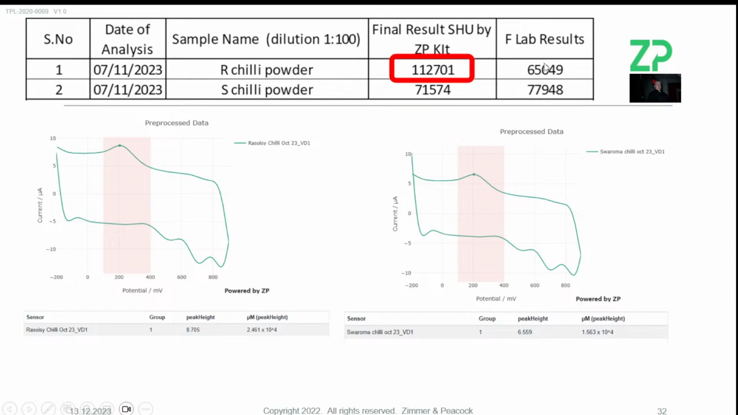But I can't comment because I didn't do the work. But what I can comment on, obviously, is that on one of the tests, the S powder is, according to the FoodSense, less hot than the R powder. And I can see it in the raw signals, and it correlates very well with the F lab. So at this point, I'm able to demonstrate to you that these numbers are not just coming out of nowhere. There's actually raw signal behind this.